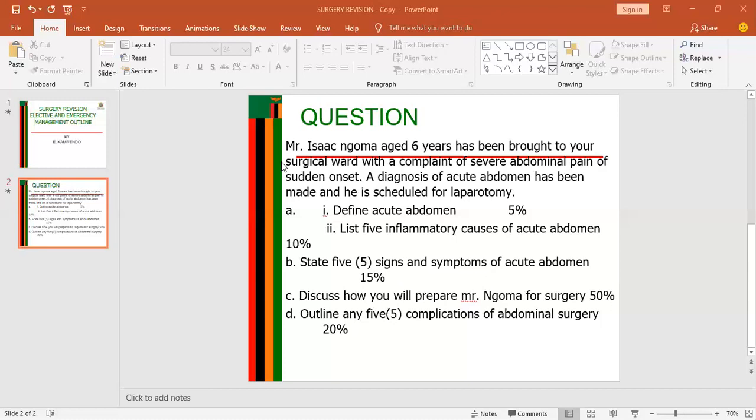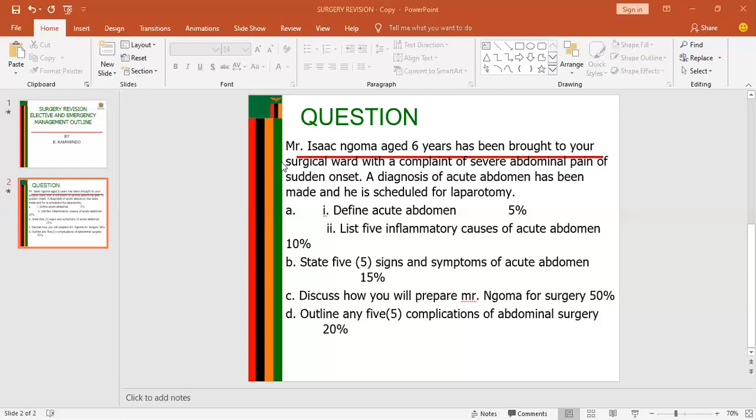Then apart from that, you say the nasogastric tube will be left in situ for continuous drainage, which I've mentioned, and also intravenous fluids can be given to prevent electrolyte imbalance and shock. And then afterwards, you move on to bladder preparation. On bladder preparation, you say I'll catheterize the patient to prevent urine retention during operation.